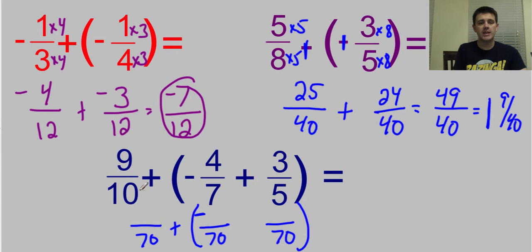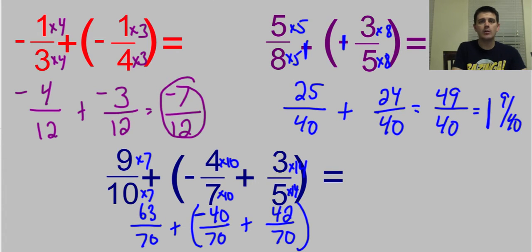To get from 10 to 70, I multiply times 7, so I do the same thing up top and get 63. To get from 7 to 70, I multiply times 10, so I do the same thing up top and get negative 40. To get from 5 to 70, in this case I multiplied by 14, so I'm going to do the same thing up top. 3 times 14 is 42.